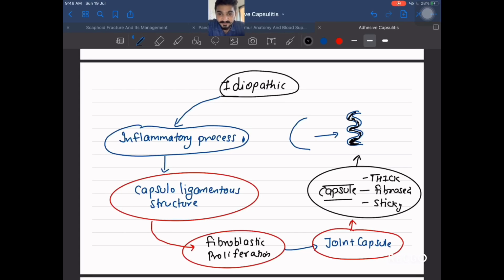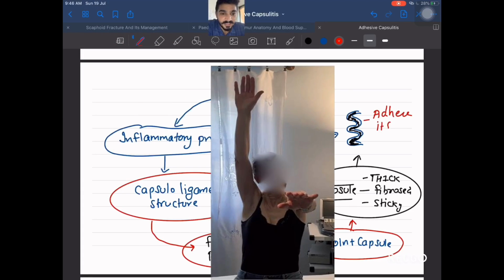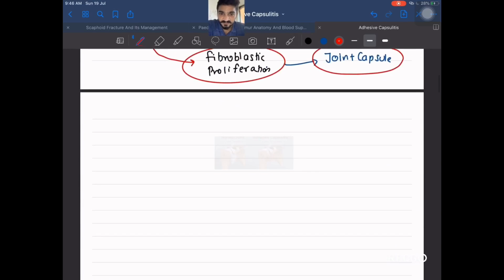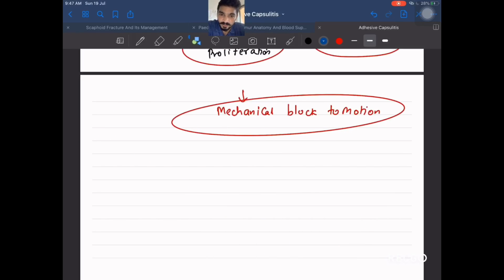So in this stage, we can see that at the inflammatory process level, there was pain occurring. And when capsule thickening, adhesion, and infolding occur, the range of motion will be restricted. So it is a staged disease, frozen shoulder. And in case of frozen shoulder, we can see the two images over here, in which in one we can see the normal shoulder, and in another one we can see the red inflammation, and we can see the joint cavity is reduced, it is shrunken down. So this is the frozen shoulder.